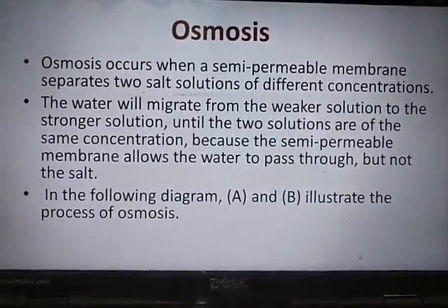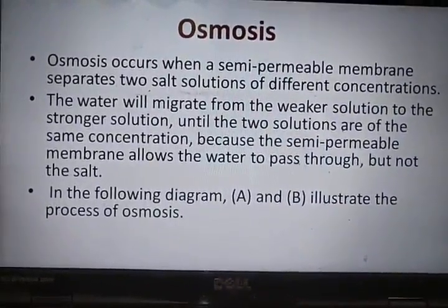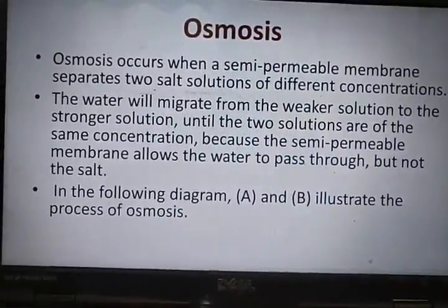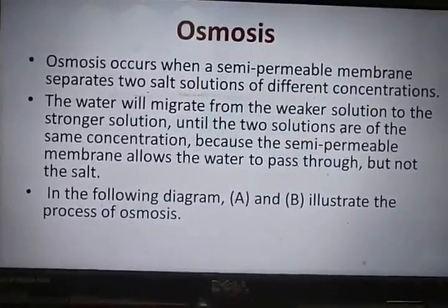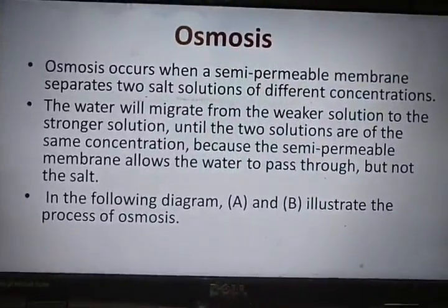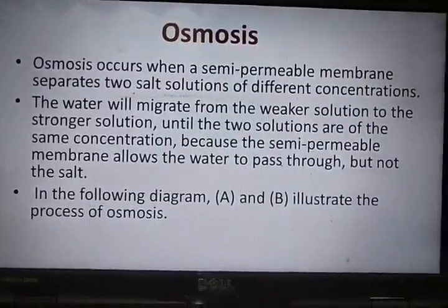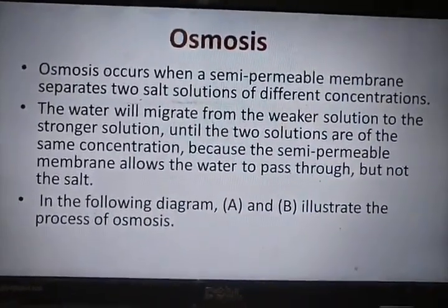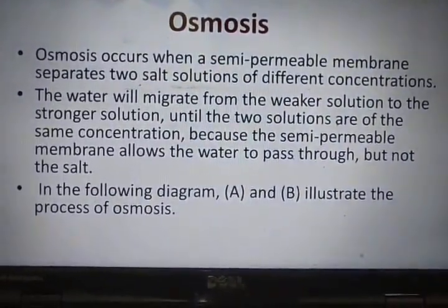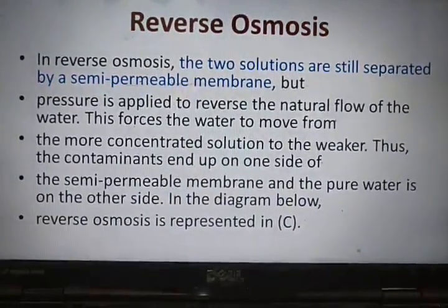That is, the molecules here move from the lower concentration to the higher concentration because the water can easily pass through the membrane, whereas the salt will not pass. Okay, in the below diagram you will understand the process clearly.